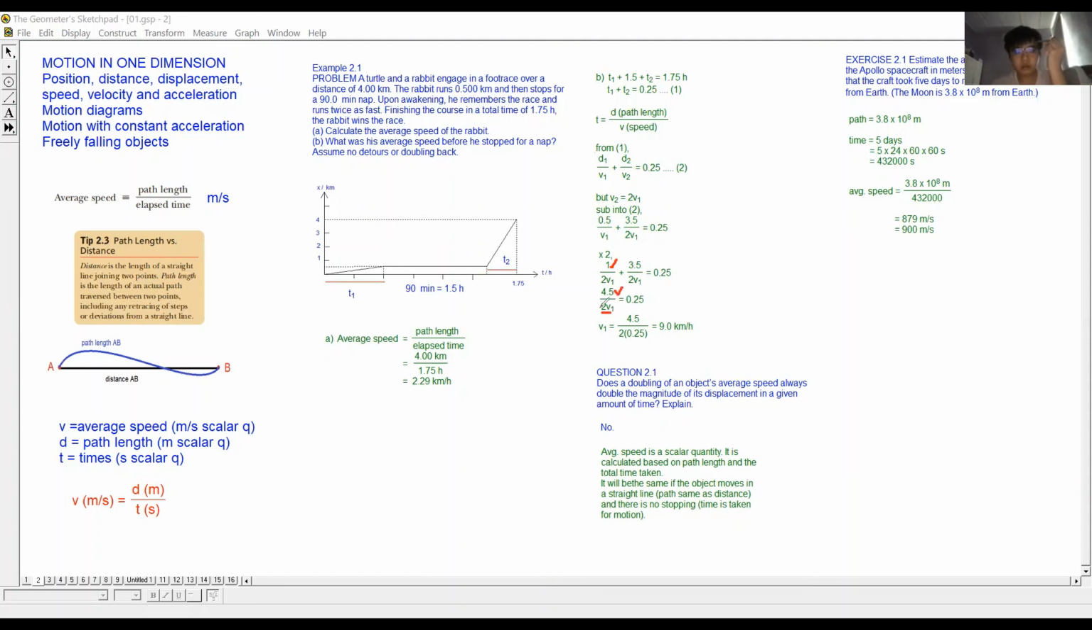Then from here, you can move the 2V1 over and divide by the 0.25. So you have 9 kilometers per hour. Now, why am I so sure that the unit is kilometer per hour? Because here I already make the hour consistent. Then in the final step, when I substitute in the equation, I make sure everything is in kilometer. So I'm very sure the final answer is in kilometer per hour.